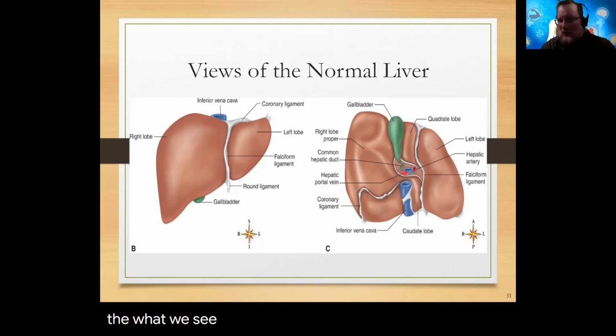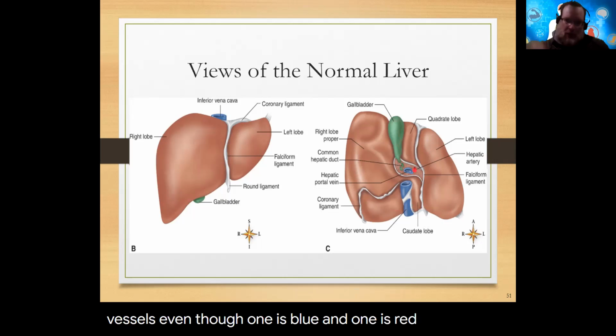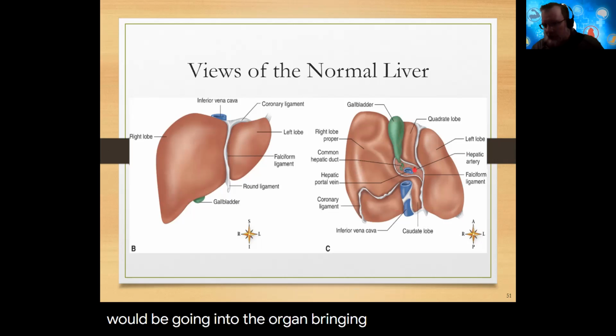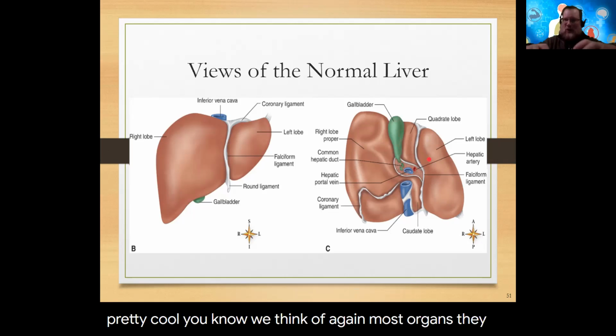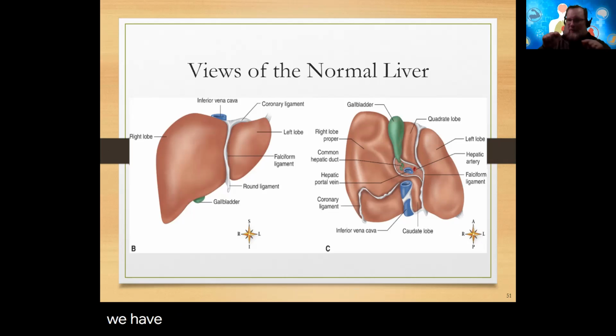And what we see are two major vessels. Even though one is blue and one is red, typically red would be going into the organ, bringing oxygenated blood, and blue would be leaving the organ, taking away carbon dioxide and other wastes. With the liver, we have a little bit different operation. We have the hepatic artery bringing about a quarter to a third of the blood into the liver, and the hepatic portal vein bringing the rest of the blood into the liver. So roughly 2/3 to 3/4 of blood entering the liver is coming in through that hepatic portal vein. So pretty cool. We think of most organs as having an artery going in and a vein going out. With the liver, we have an artery and a vein both going in.